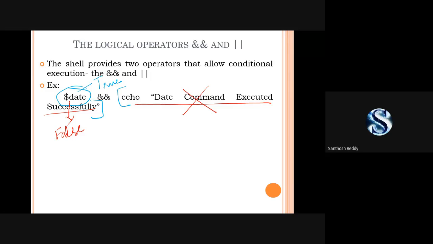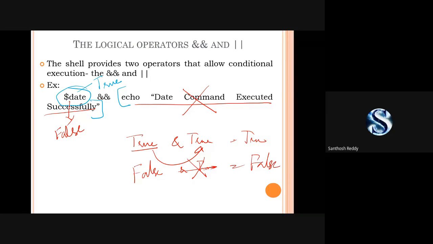Understood? See, do you know the truth table? Yes, sir. True and true is true. In the sense, if it is true, then it will move to your next command for checking. Otherwise, it won't move. If it is false, it won't go for checking. Directly, you'll get it as false.